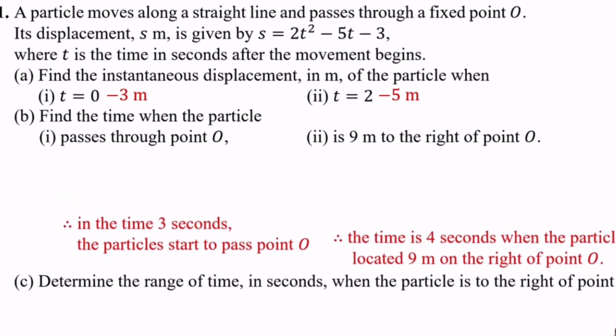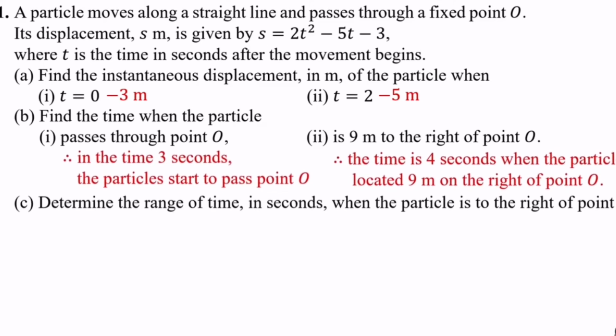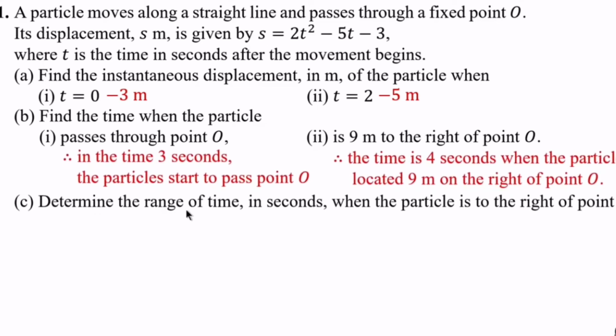The particle is at the right of the point O. Okay, so let's proceed to C. When the particle is at the right of the fixed point, it means the s must be more than 0. So when the s is more than 0, we have 2t squared minus 5t minus 3 more than 0. It means that we need to solve the quadratic function, right? So we will solve the quadratic function. We will get the range of the t, right?